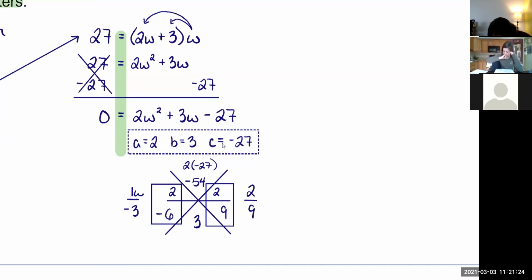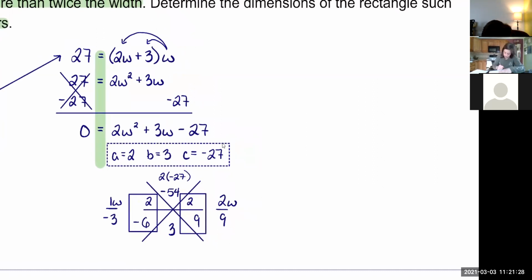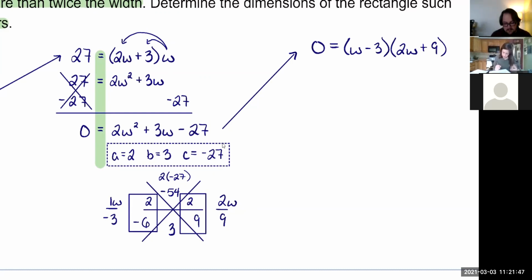Bring back your variable, which this time was a w. And through this process, this equation now is 0 equals 1w minus 3 and 2w plus 9. So that was step 2. We factored it completely. It's still set equal to 0.